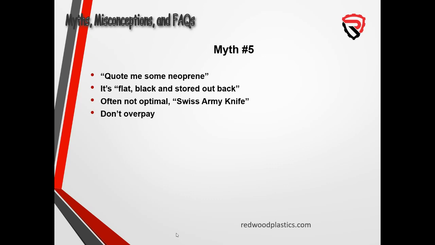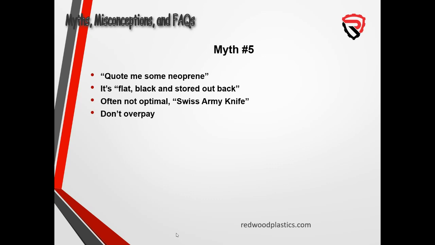We have a saying that we tend to be told something like, well, it's flat, it's black, and it's stored out back, meaning in the back of the yard. When I do rubber training as a segment for new sales staff, I use that exact term: flat, black, and stored out back. The issue with asking for neoprene for everything, there's a few.